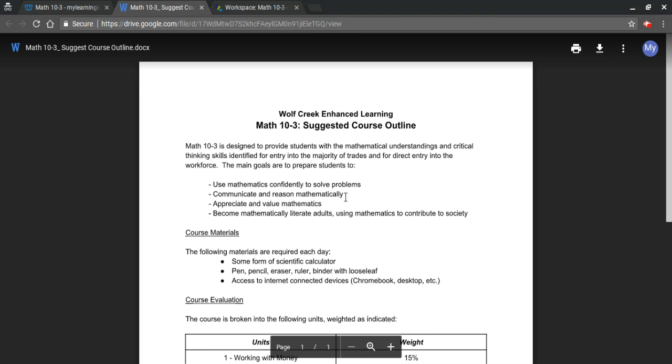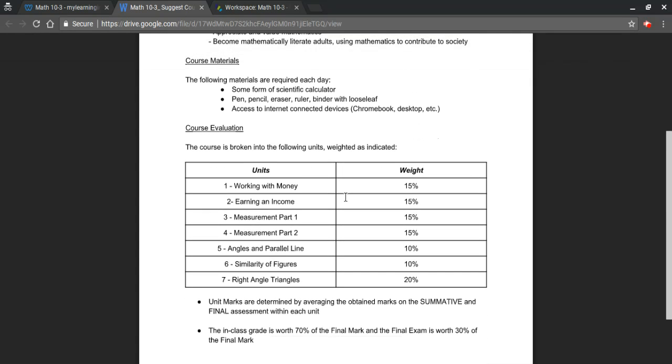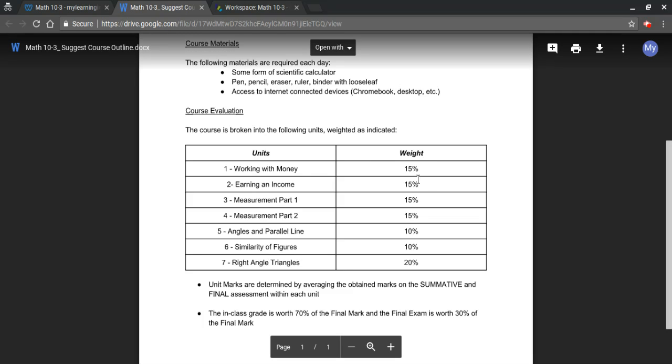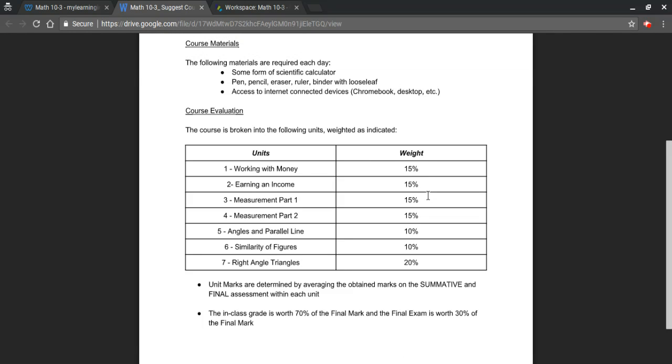If we click on this document right here, it will load a typical course outline document that you've seen many times before. It tells you about the expectations about the course, things that you'll need. It should be pointed out that these are the 7 units, and this is how much they are each worth. So they are not the same. For example, working with money is 15% of your course, earning income is 15. You can read all this for yourself, and you can see that not all of them are weighted equally.